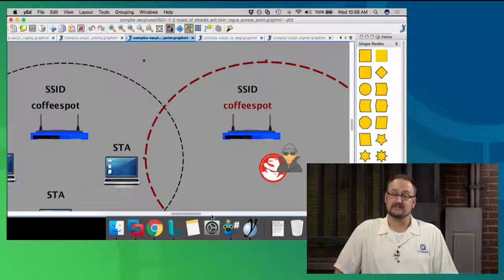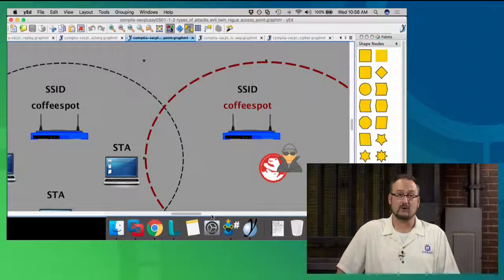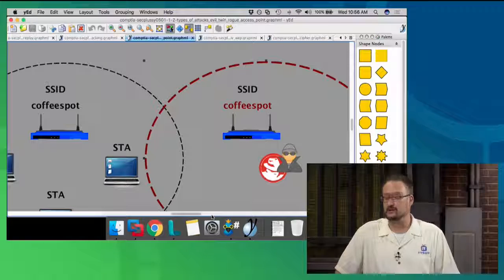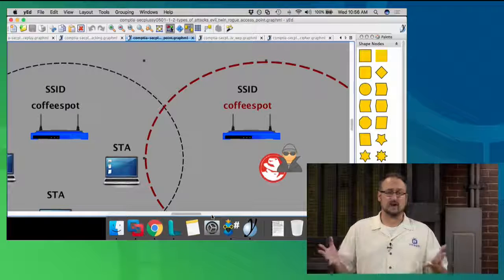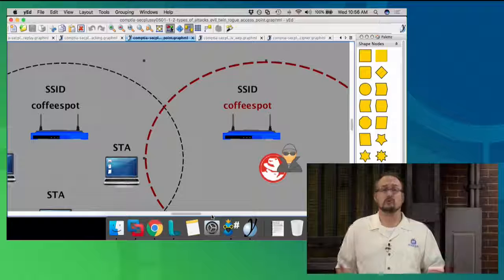Unbeknownst to you, that's actually a rogue access point, and now the attacker could be just simply doing denial of service, or they could actually be scraping your information, right? So again, rogue access points and evil twins are almost one and the same. A rogue access point is nothing more than no configuration, right?